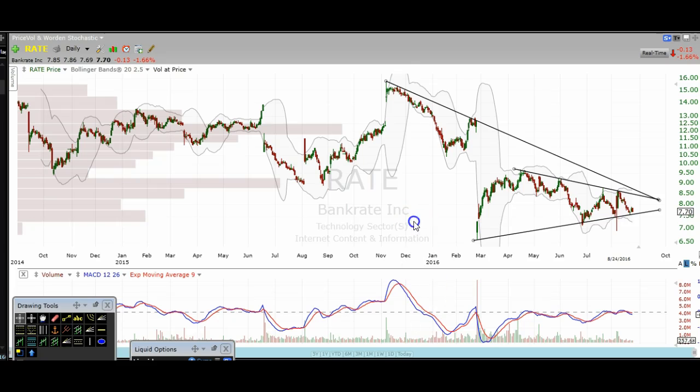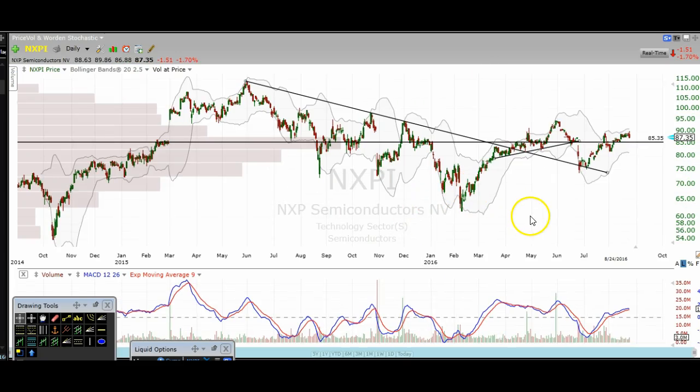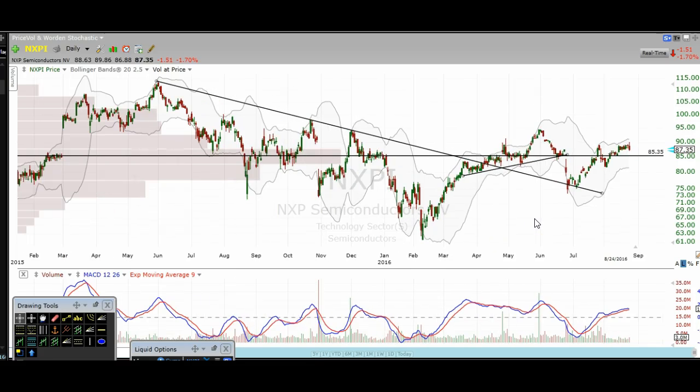Next time, let's take a look at NXPI. Alright, so NXPI, this is one that I have looked at, so I do have it annotated ahead of time. Just going back here, since I already have it drawn, we've got this downtrend line, touch here, touch here, touch here, and then as you can see, we broke over it, nice little breakout.